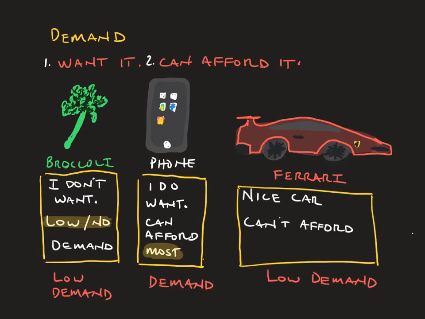Moving on to a Ferrari, a car that many people would like, but not exactly me. It's a nice car, but I just can't afford the payments on a Ferrari. This means it also represents a low demand in my household, because even though I might want it, I cannot afford it. So to recap, demand is affected by what we want and whether or not we can afford it.